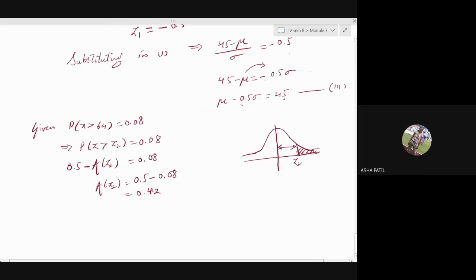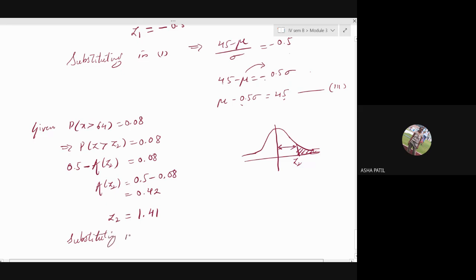Yes, ma'am. Now look at the table in the reverse way again. Check for what value in the table we have 0.42 inside the table. What is that value of z2? 1.41. Other is 1.46. What's the value? 1.41, ma'am. Okay, so z2 is 1.41. Here you can see that it is positive only, so we'll take the positive value. Now substitute this in equation 2.